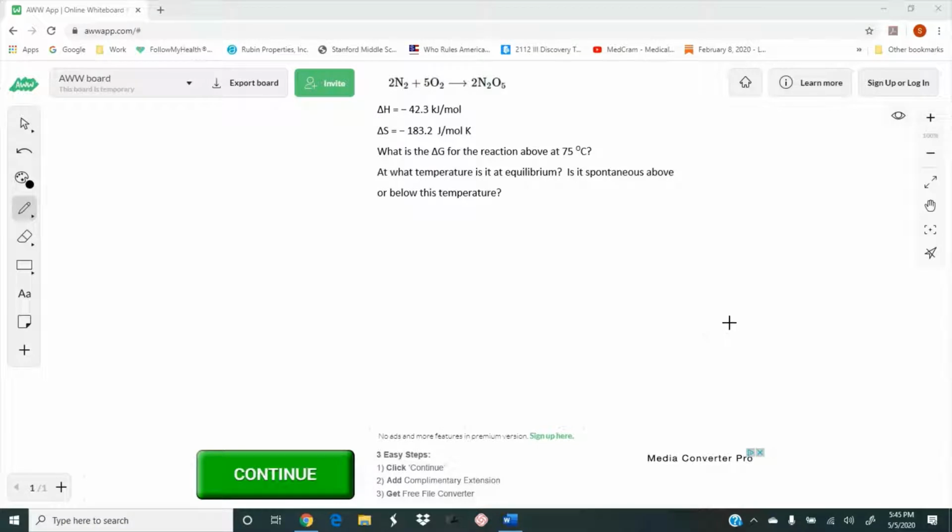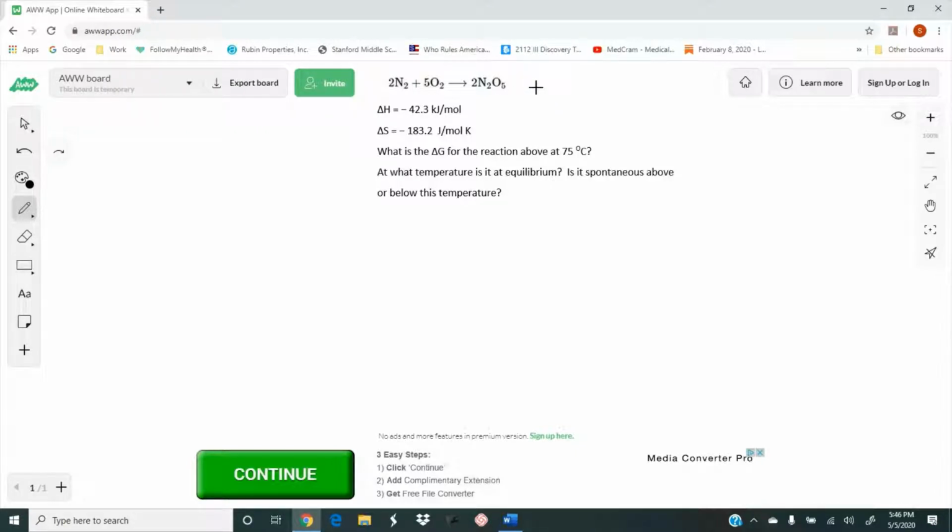Okay, let's go ahead and do some problems that calculate delta G and then use delta G in order to be able to figure out temperature. So let me just go ahead and do this because it seems like I get things going if I do it. All right.